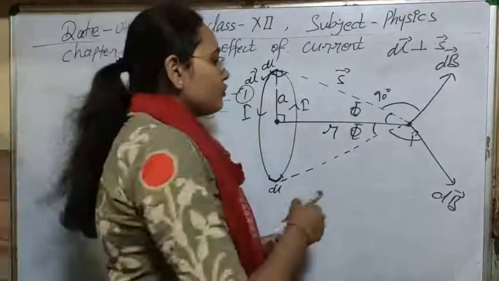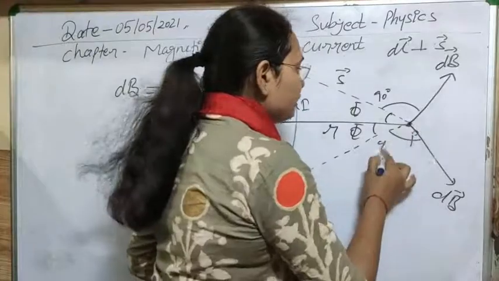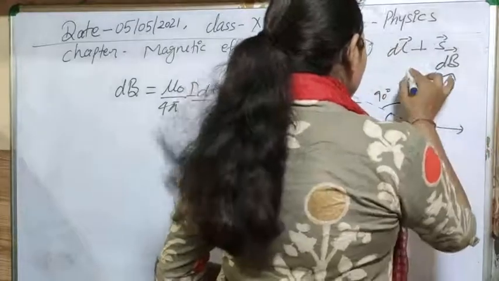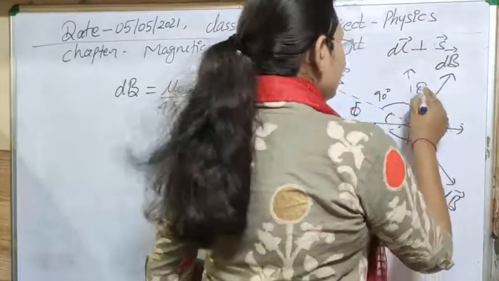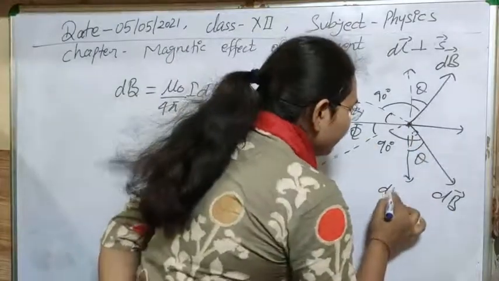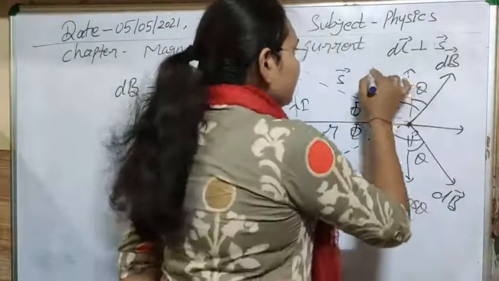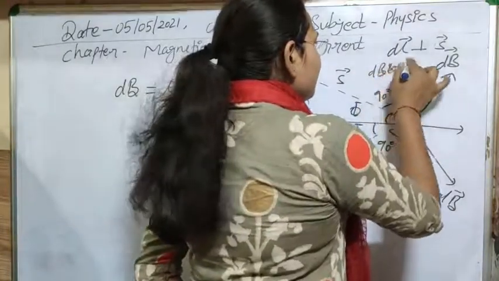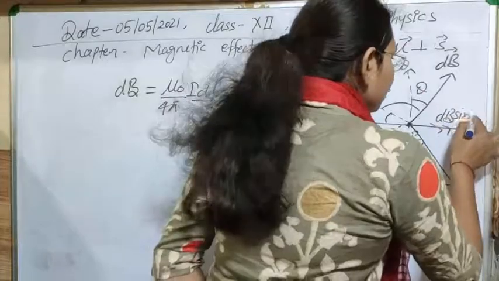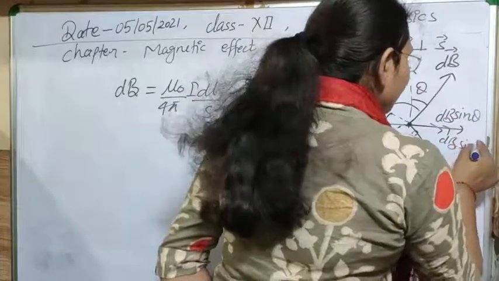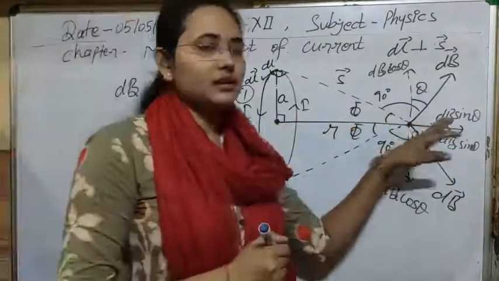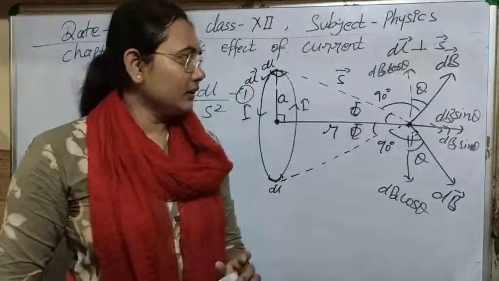Clear? So in that case, this is 90 degrees. Now we can resolve this into two parts. This is our angle theta, this will also be theta, and in the same way this one will also be theta. So you can write the horizontal component as dB cos theta here, and also dB cos theta here, and in this portion, the perpendicular components of dB are dB sin theta and dB sin theta. Clear? So this is the basic resolution of the magnetic field.